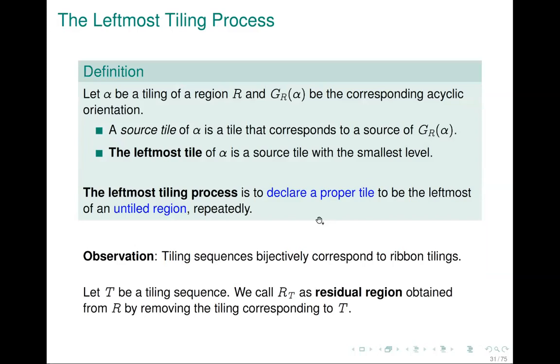Now let's start to show my idea of how to prove them. First of all, define what the leftmost tile is. Recall the example in domino and the case n equals 3, where I picked some proper tiles in each step. Now I need to define it formally. Suppose you have a tiling of a region, and then you will have a cyclic orientation of the corresponding graph. In that graph, a source tile is a source in that cyclic orientation. You could have many sources, and we just pick the one with the smallest level and call it the leftmost tile. This is how I define the leftmost tile, and it must exist and be unique. Okay, and then what is the leftmost tiling process?